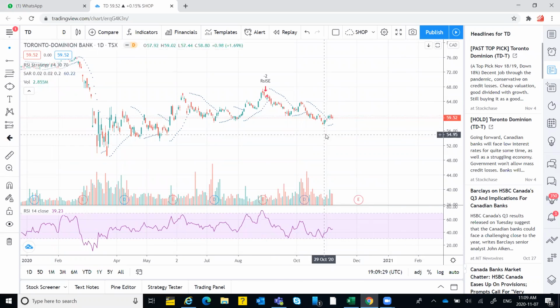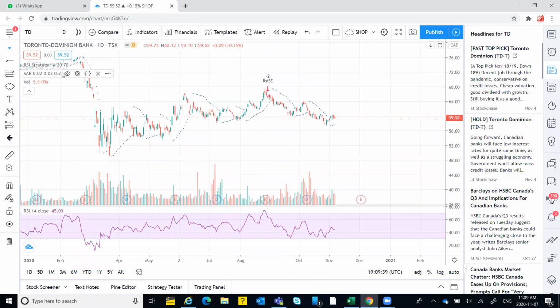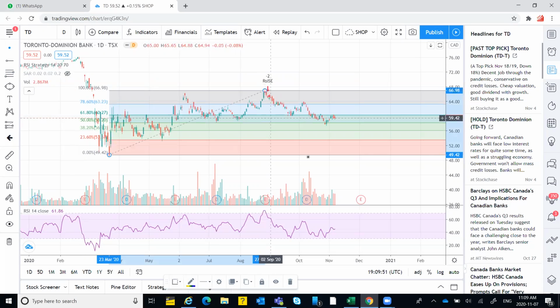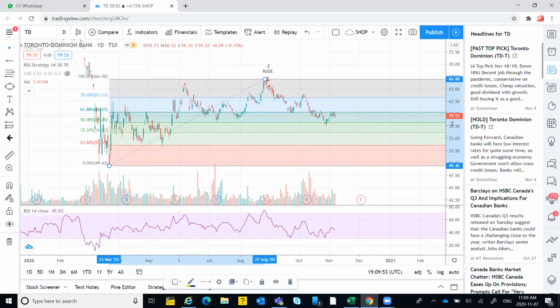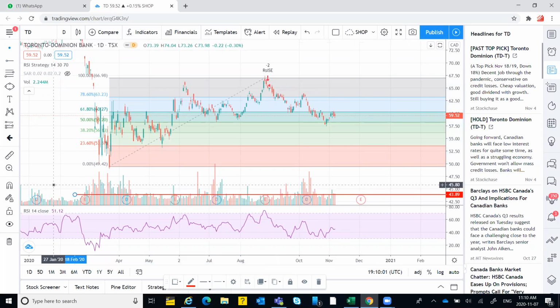For TD, I will remove the parabolic SAR. Parabolic SAR has given a buy signal, so I'm just removing it. Remove the volume instead. Okay, Fibonacci retracement. Okay, let's analyze this. Volume seems to be on the normal side, not too high, nor low, like on the average.